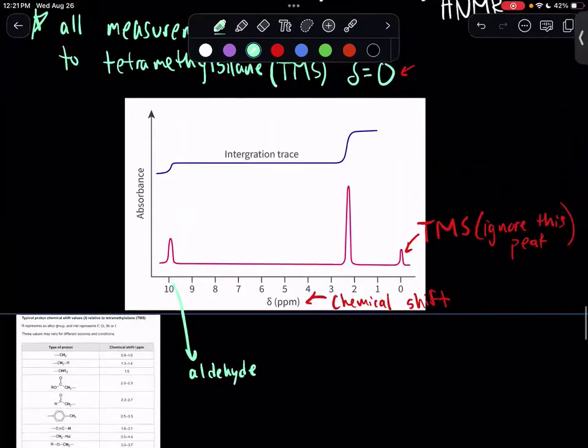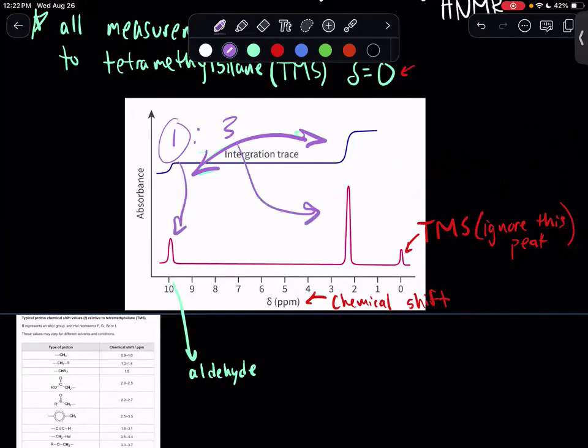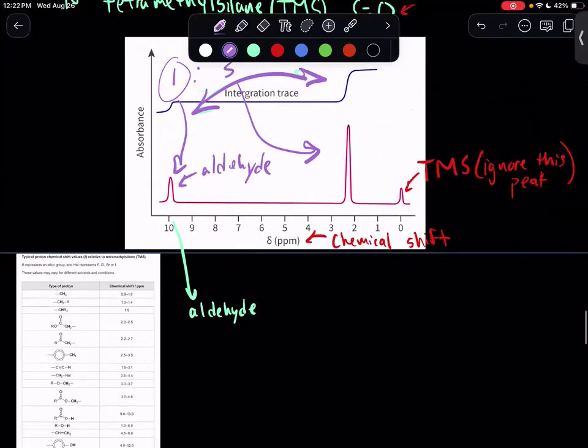One of the things that helps us see that is our integration trace, which is a ratio. I'll use a color that shows up a little more. This is about a 1 to 3 ratio, which means we have about 1 hydrogen here for every 3 hydrogens here. So this is going to be our aldehyde, which makes sense with our 1 to 3 ratio because an aldehyde only has 1 hydrogen. So that's an aldehyde at about 9.5, maybe 9 or 10.